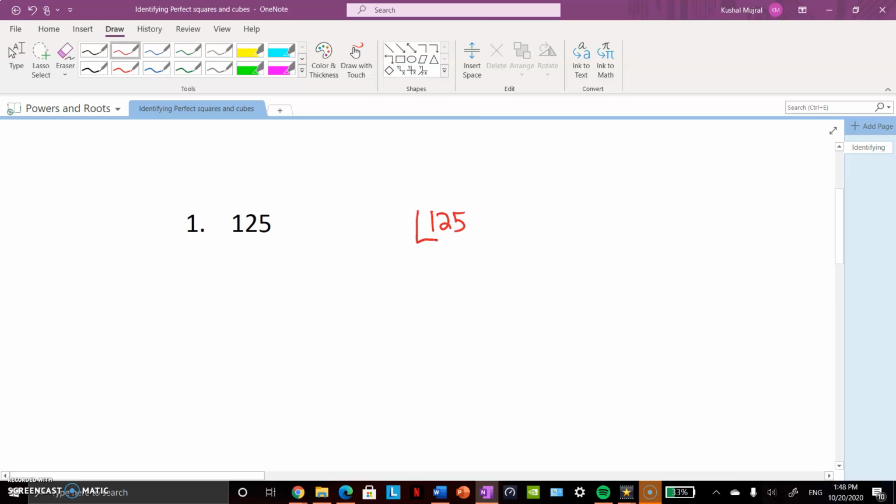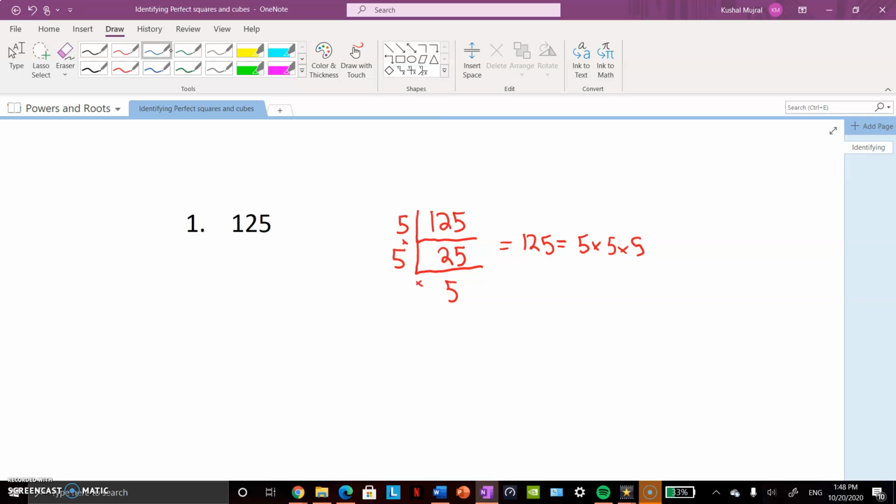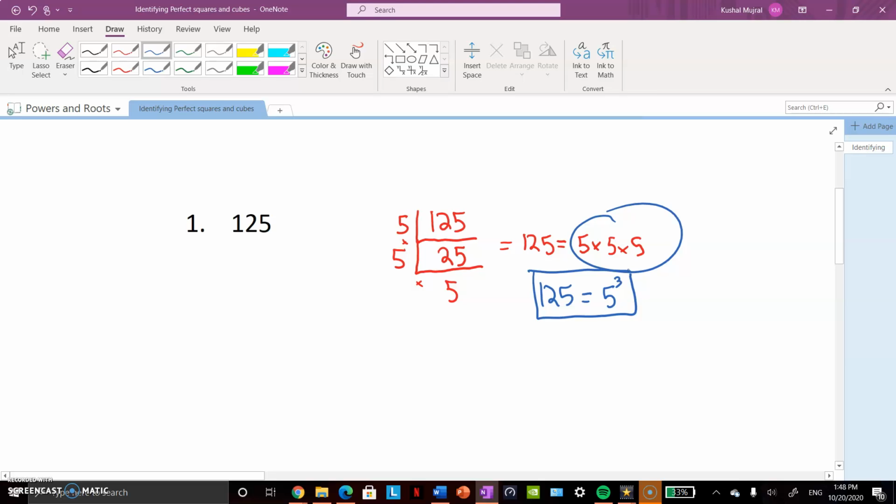125, the lowest number that goes into 125 is 5. Then we're left with 25. You can do these divisions by yourself here. 5, 5. So 125 equals 5 times 5 times 5, because here we're just multiplying. Notice anything? There's 3 5s. So that means 125 equals 5 to the 3, or 5 cubed. That's our answer. That's all the work they have to do for a question like this.